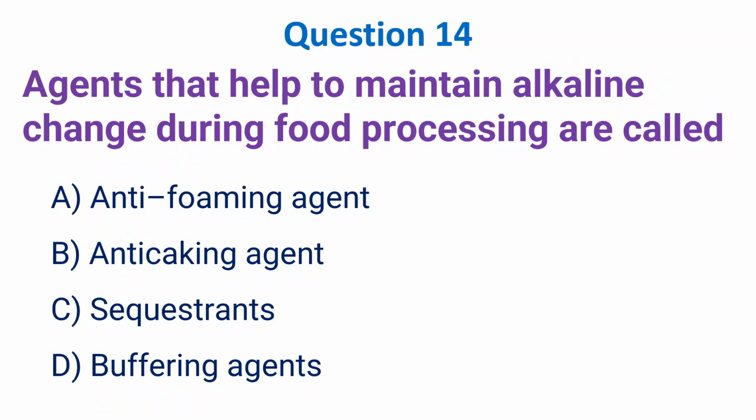Question number 14. Agents that help to maintain alkaline change during food processing are called. Options are option A, anti-foaming agent, option B, anti-caking agent, option C, sequestrants, option D, buffering agents. And the correct answer is option D, buffering agents. Buffering agents are used to stabilize the pH, that is the hydrogen ion concentration of a solution, and thus they improve the flavor and increase the stability of food.